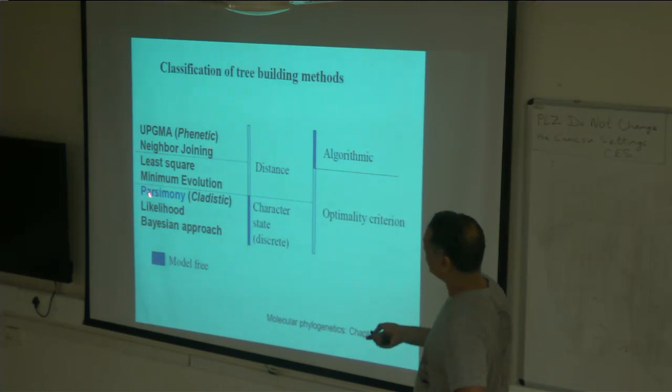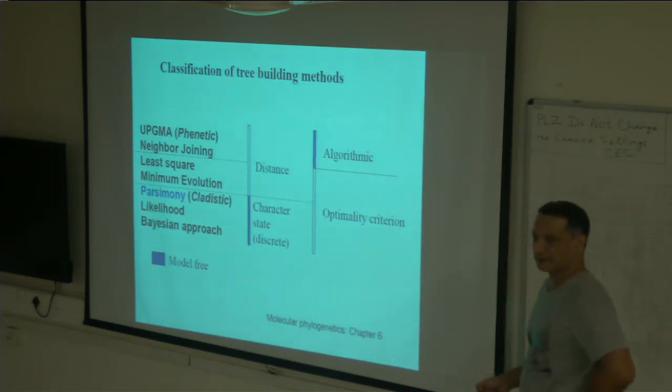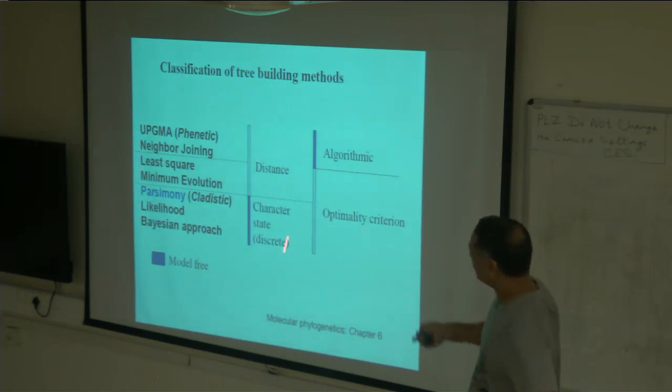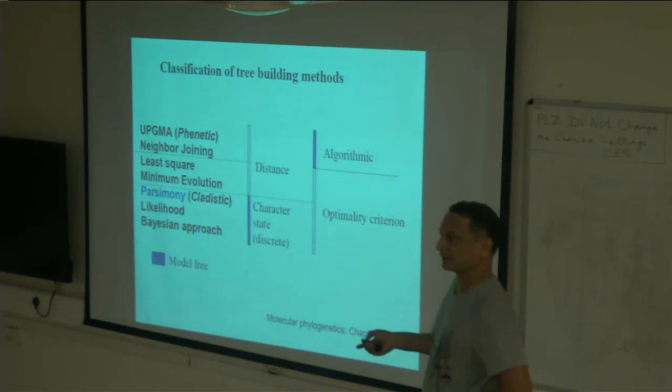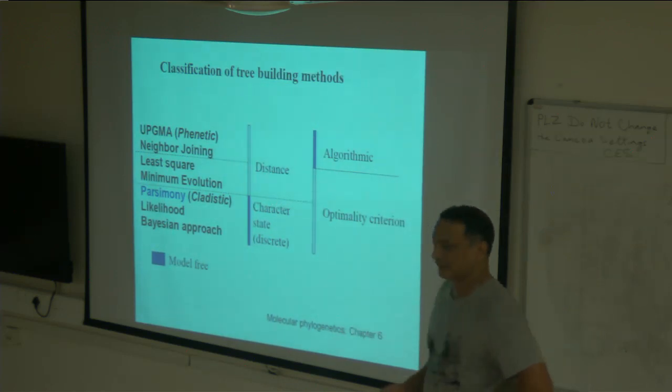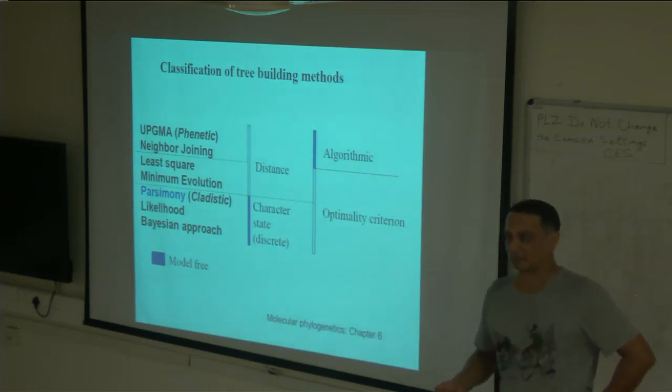UPGMA falls in the phenetic method of systematics or phenetic school, and parsimony would be cladistic school, right? So these three methods are the character state methods, so they are not using genetic distance. Here they're using genetic distance. So that's one way to classify tree building methods, right? The ones that use genetic distance, and the ones that use character state approach.